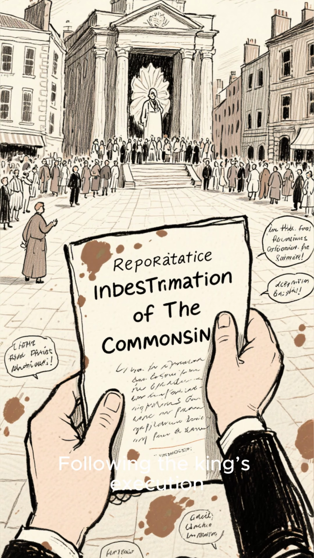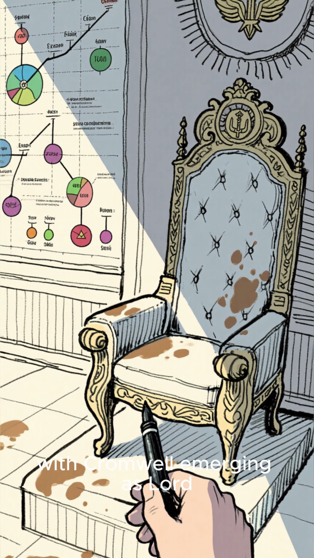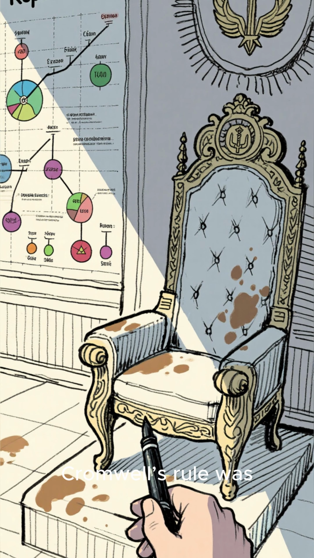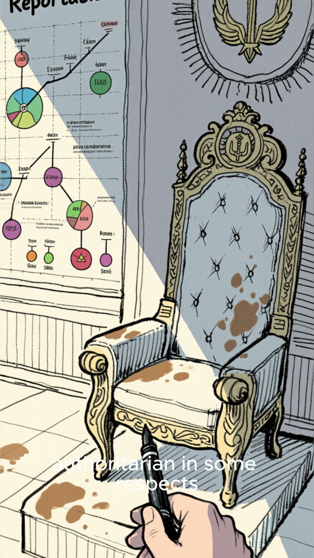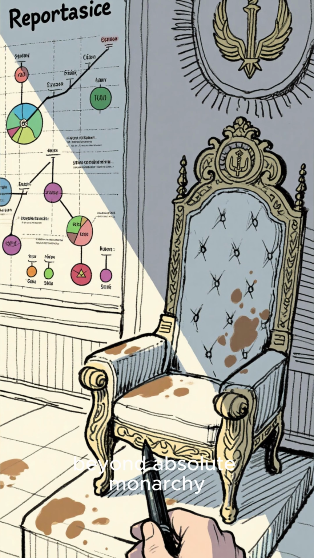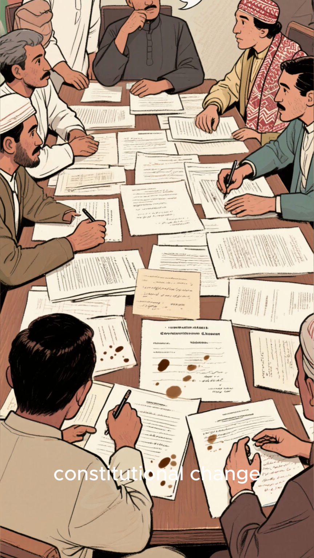Following the king's execution, England was declared a republic known as the Commonwealth, with Cromwell emerging as Lord Protector in 1653. Although Cromwell's rule was authoritarian in some respects, the period witnessed experimentation with governance beyond absolute monarchy. The Civil War ultimately set the stage for long-term constitutional change.